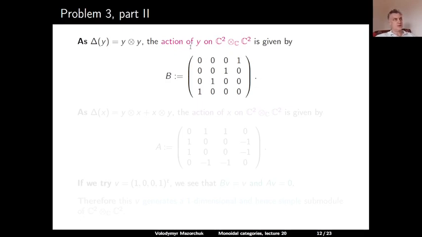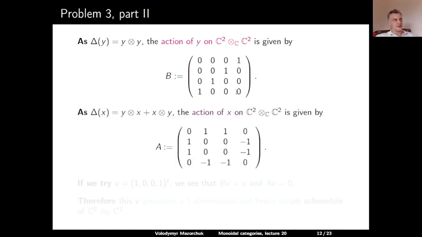So v11, y sends e1 to e2 and e1 to e2. So v11 is sent to v22. So the first column is 0, 0, 0, 1. Similarly, v12, again, y sends e1 to e2 and e2 to e1. So v12 is sent to v21. So the second column is 0, 0, 1, 0, and similarly the third column is 0, 1, 0, 0, and the last one is 1, 0, 0, 0. So this is the matrix which represents the action of y on our tensor product.